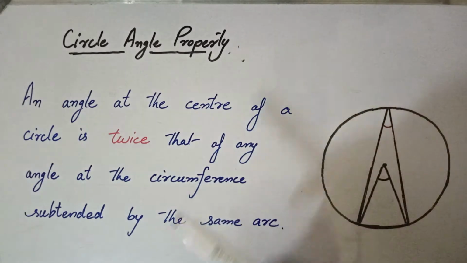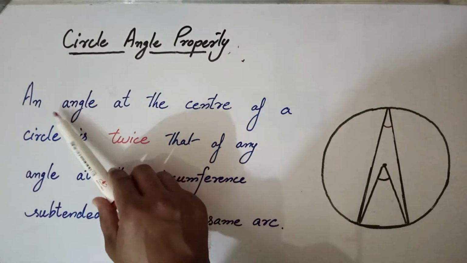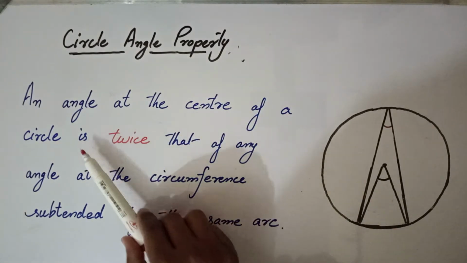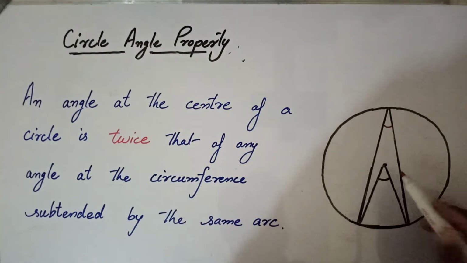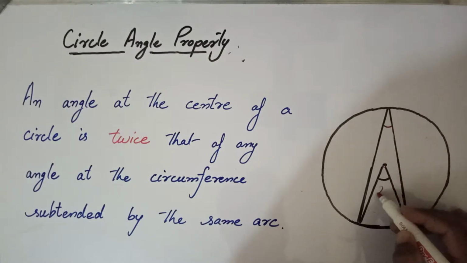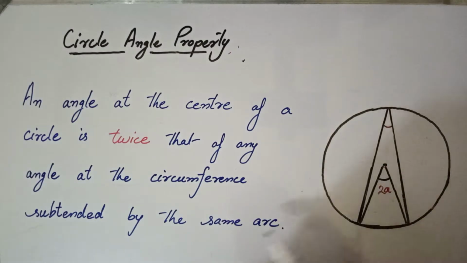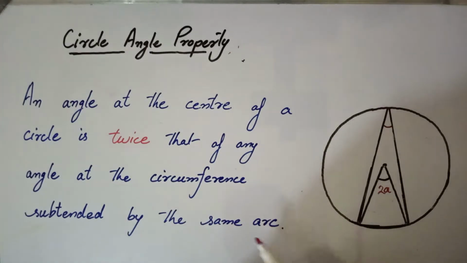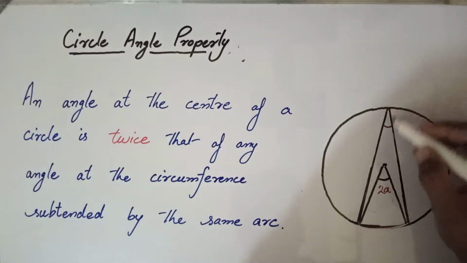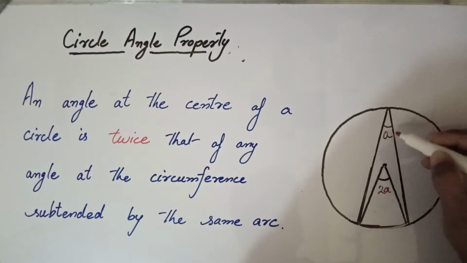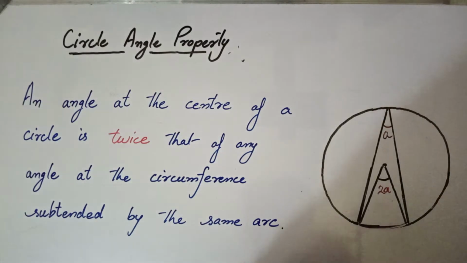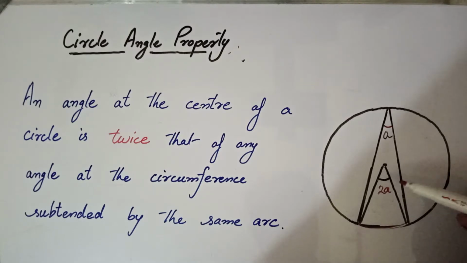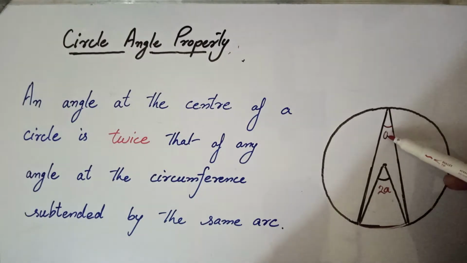We are going to prove the circle angle property. In this property, we are required to prove that an angle at the center of a circle is twice that of any angle at the circumference subtended by the same arc. Suppose this angle at the center is 2a. The angle subtended by this same arc at the circumference will be half of this angle. So we are required to prove this angle is twice of this one.